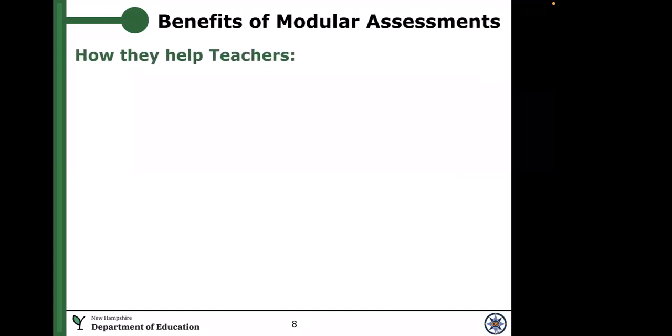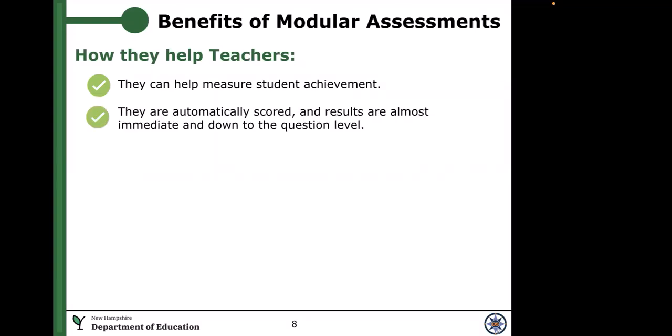So how they help you as teachers. They help you measure student achievement. How are students doing? The great news about these is that they're automatically scored. The students take the assessment, they're scored, and the results are almost immediate, and again, down to that question level.